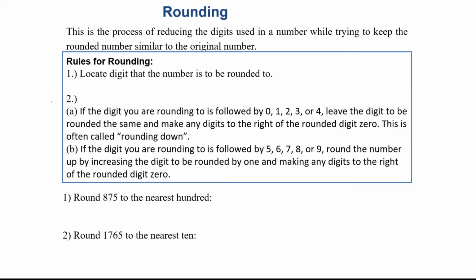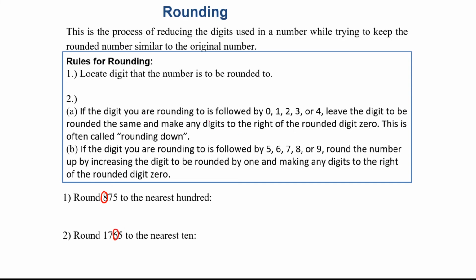The few rules that you need to know about rounding is, first, you need to locate the digit that the number is to be rounded to. In this case, if we are rounding 875 to the nearest 100, this is our ones, this is our tens, this is our 100. So our 100 place will be this number right here. If we are rounding this to the nearest 10, this is our 1, this is our 10, so our 10 place will be this number here.